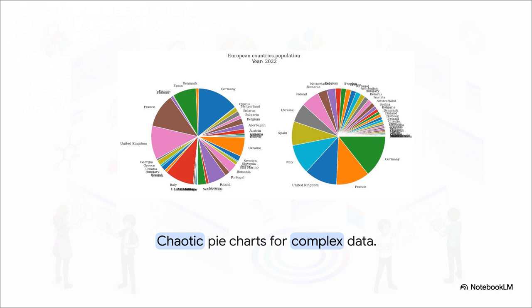When you have a ton of categories, like the populations of all these European countries here, a pie chart becomes a chaotic, unreadable mess. Human eyes are actually really bad at comparing the surface area of tiny little slices. The subtle differences just vanish. If you need to show individual values clearly, a pie chart is almost always the wrong move.